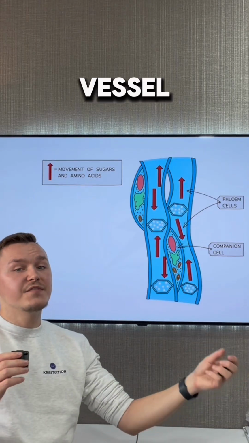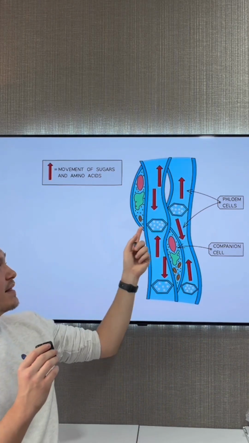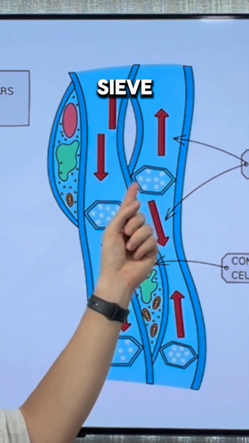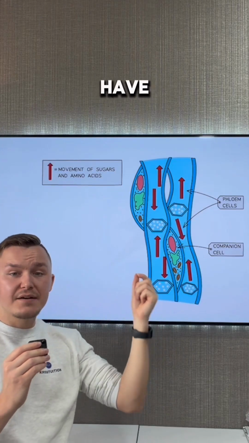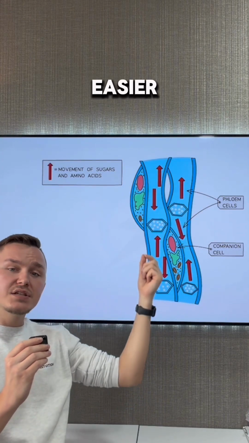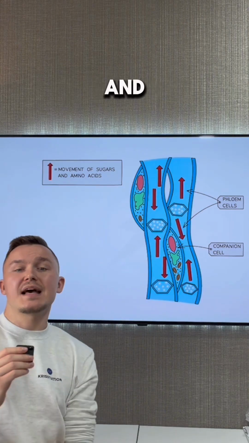And whereas a xylem vessel was a long continuous tube, this phloem over here has sieve plates in it. Now, sieve plates have holes in them, which allows for easier transport of those dissolved sugars and amino acids.